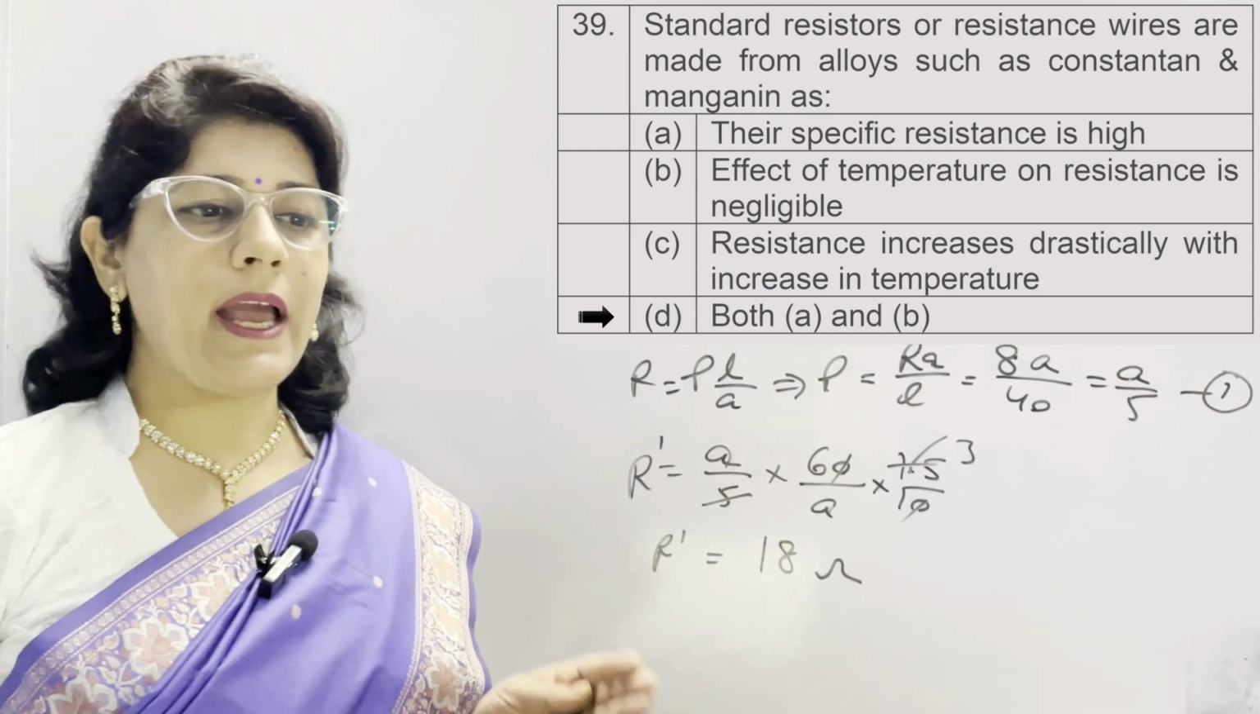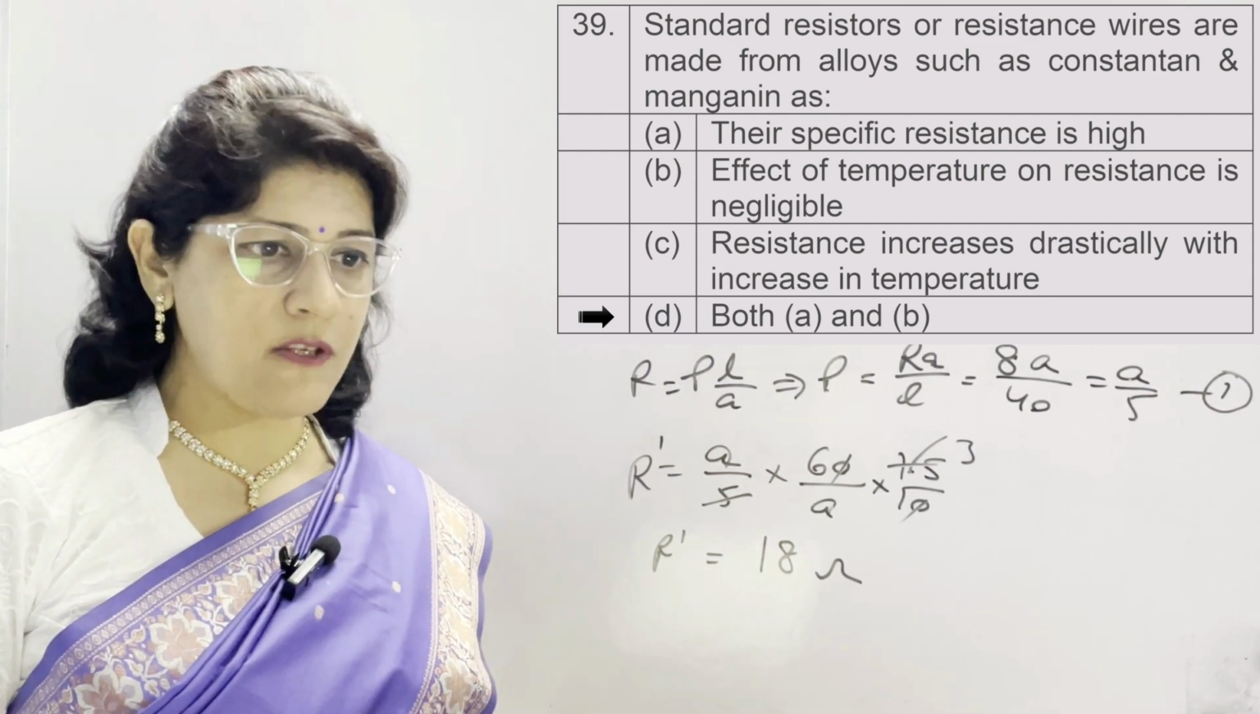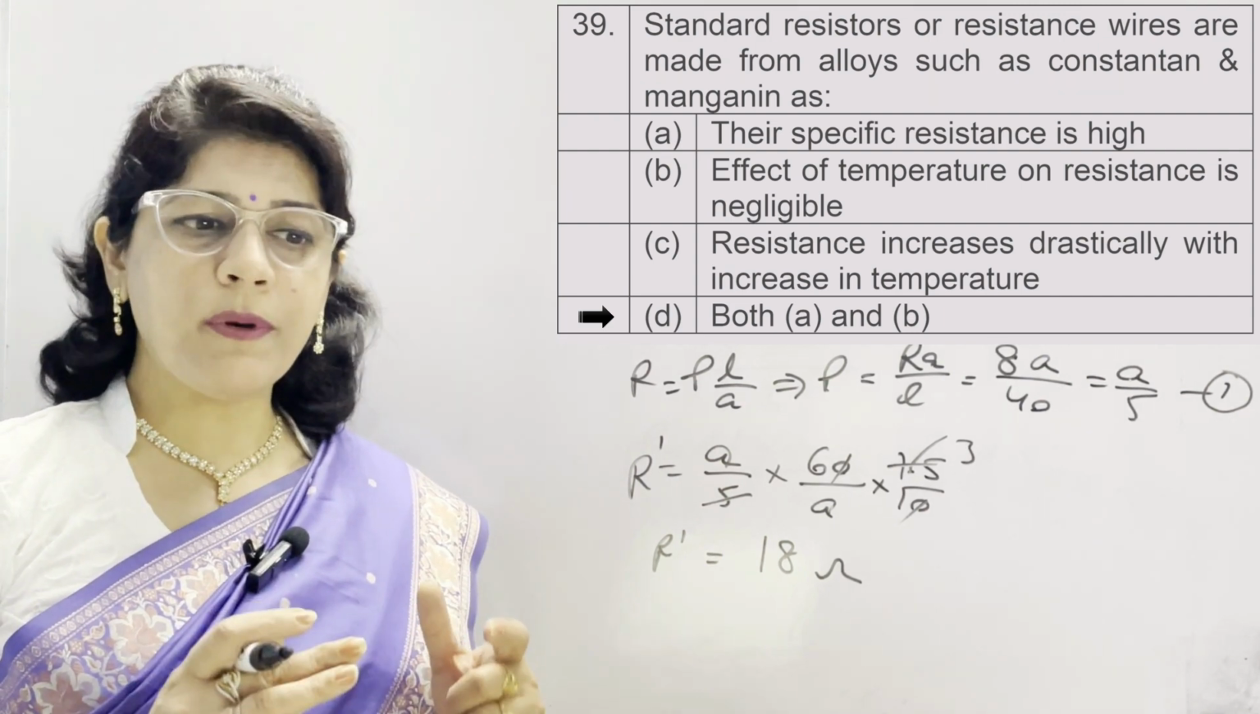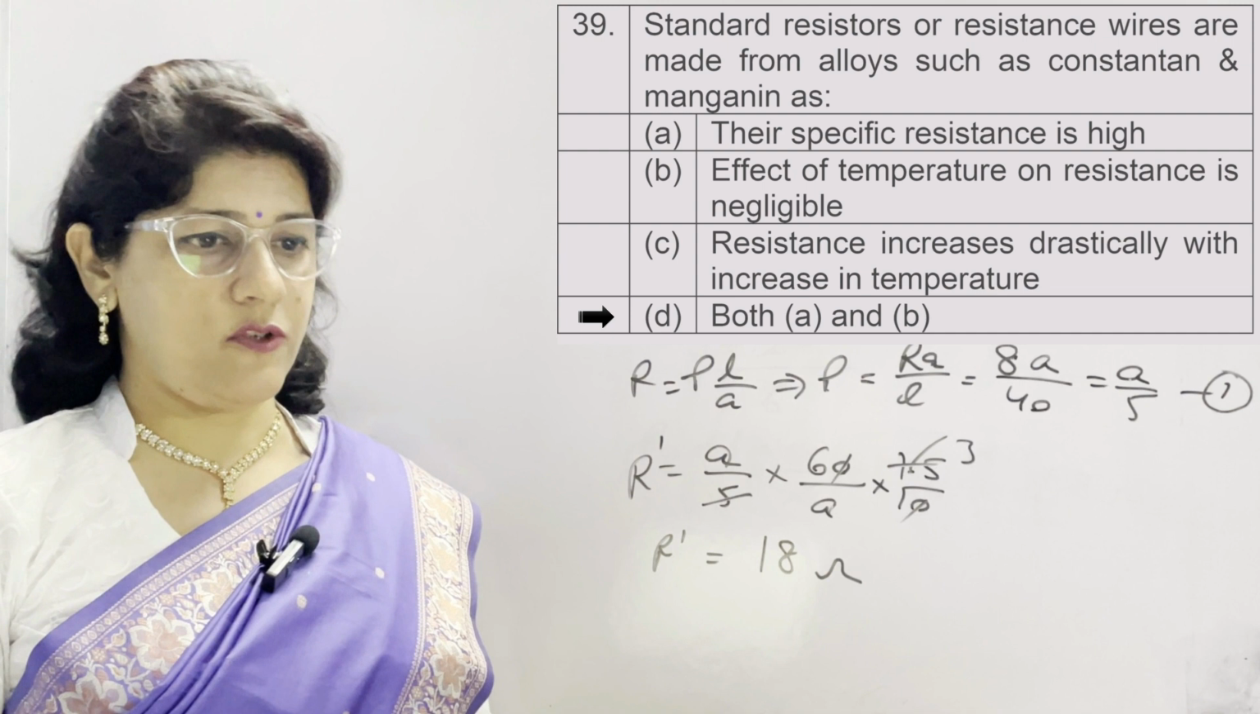Why are we using alloys in making standard resistors? Because their specific resistance is high and effect of temperature on their resistance is negligible.